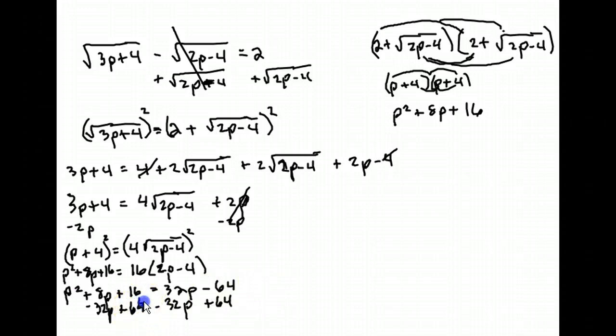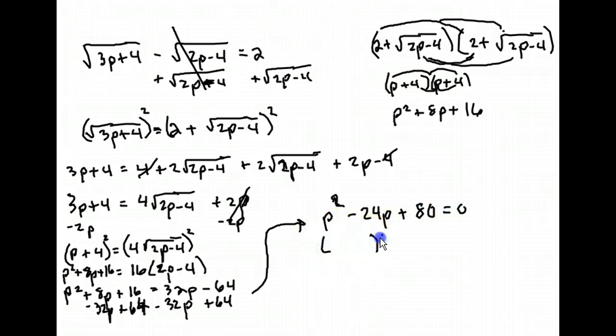So what that's going to give us is p squared minus 24p plus 80 equal to 0. This is a quadratic, and since you don't have anything in front of the p squared, you can do the PQ method, which says what two numbers multiply to give you positive 80 and add to give you negative 24. So those two numbers are 20 and 4. Since they multiply to give you something positive and add to give you something negative, that means they're both negative. So your two numbers are negative 4 and negative 20, equal to 0.